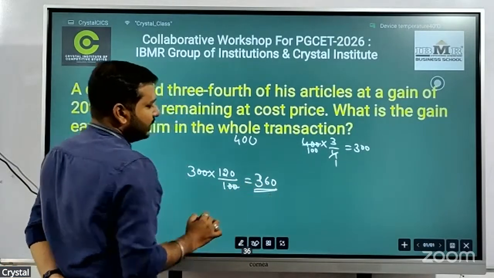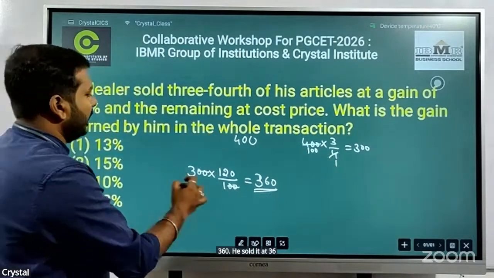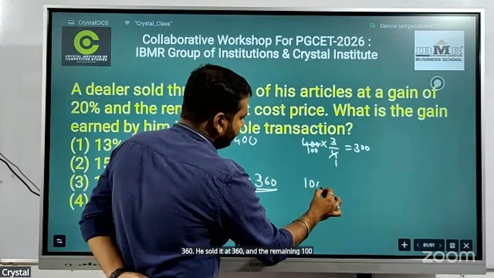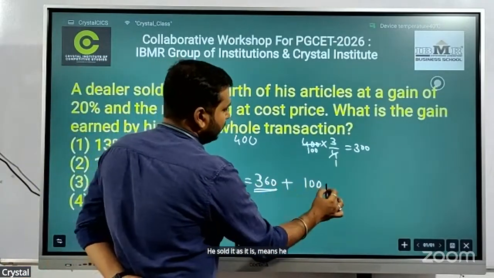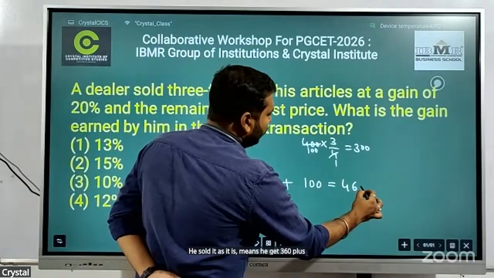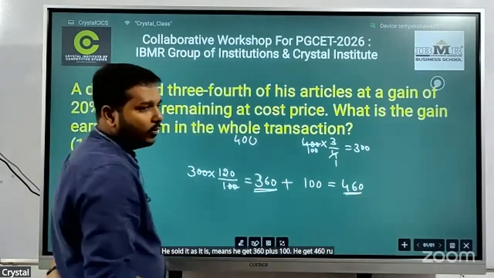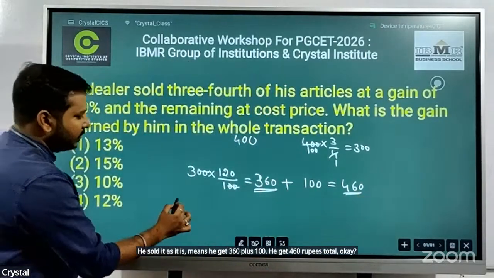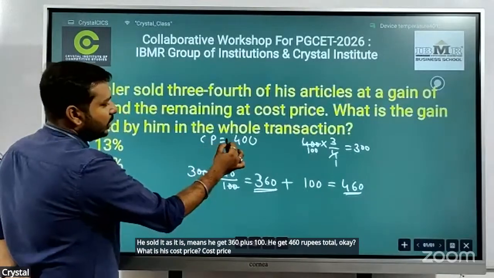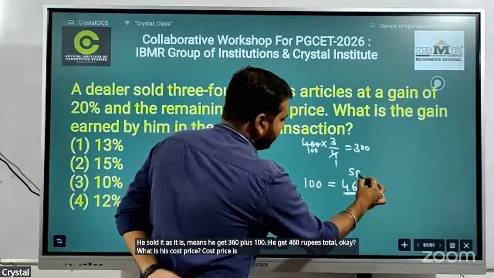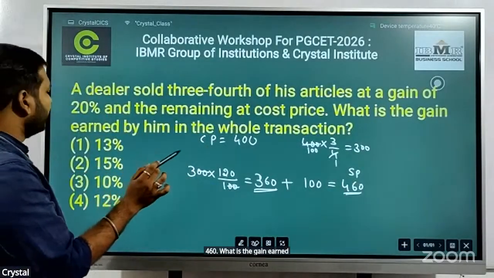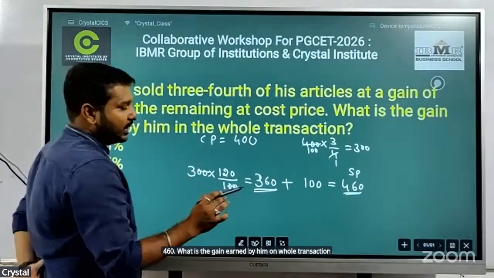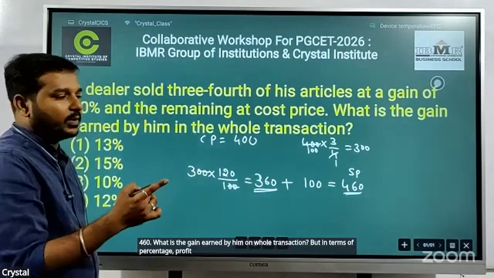He sold it at 360, and the remaining 100 articles he sold as they are, means he gets 360 plus 100, he gets 460 rupees in total. Okay, what is his cost price? Cost price is 400 and selling price is 460. What is the gain earned by him on the whole transaction? In terms of percentage, they are asking for profit percentage.